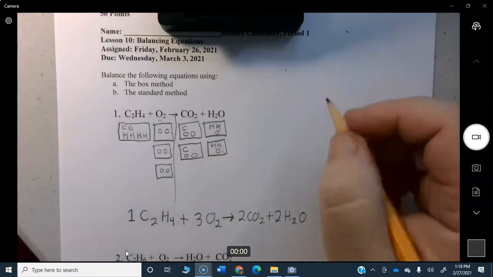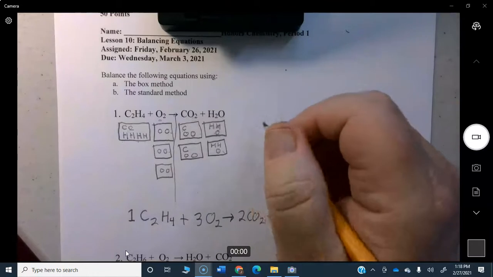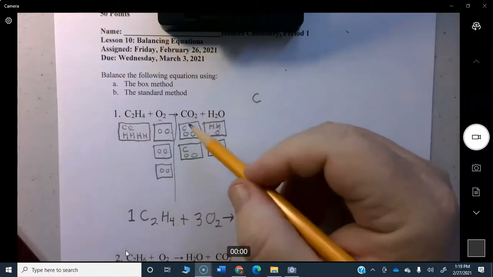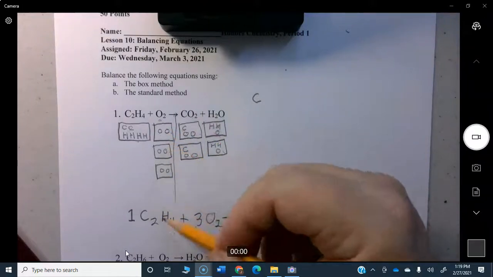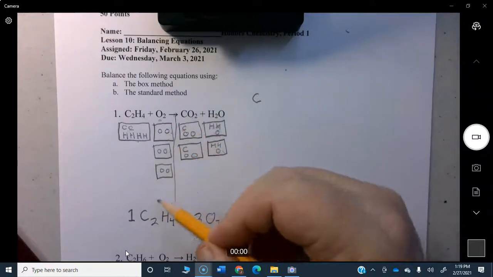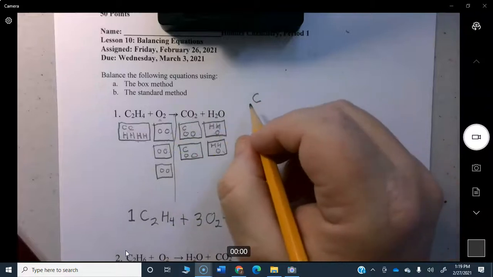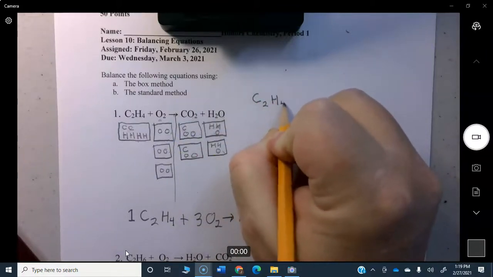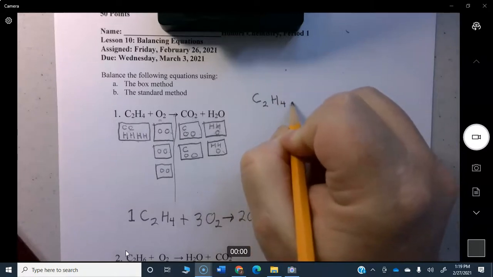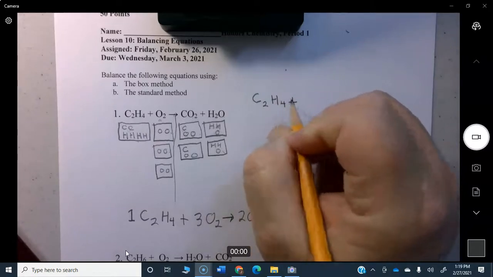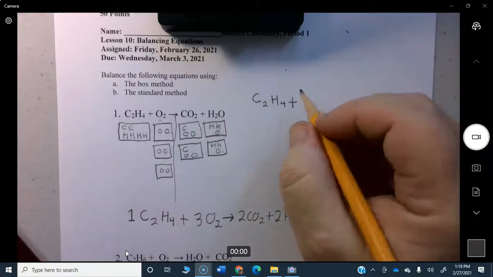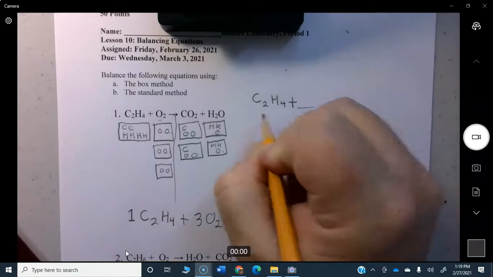Okay, let's go back. Now we're going to do it using just the standard method, which is what you ultimately want to get to, because this can take a lot of space, and you could end up with some of these that have 5, 6, 7, 8 molecules. You'd have to have that many boxes. It takes up a lot of space. And eventually, when you get good at it, you can do some chemical equations in your head.